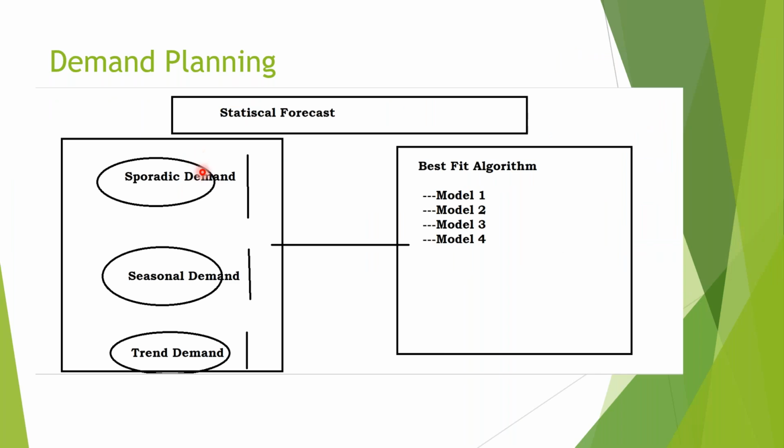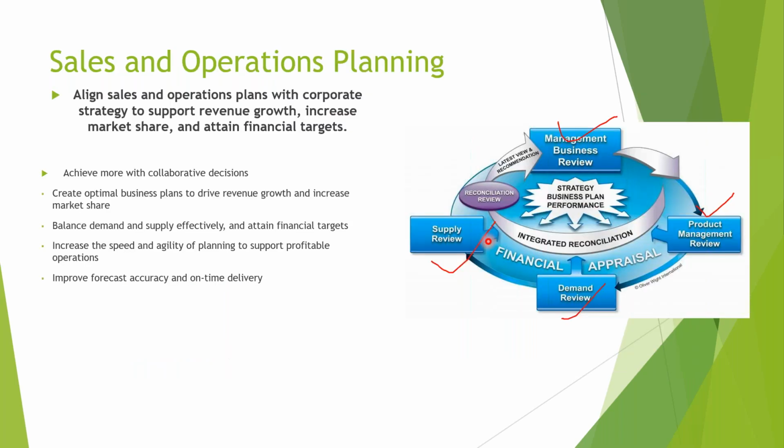So when we are implementing, we will see that the demand can be of different types. It can be sporadic, it can be seasonal, it can be trend, and we will design a best fit algorithm where these models are already designed by SAP. So we will just configure them in the system, and then we will see that automatically the system will decide which is the best model to take. We'll also understand all the important model characteristics, how they behave individually, right? All that exercise we will do in our demand planning.